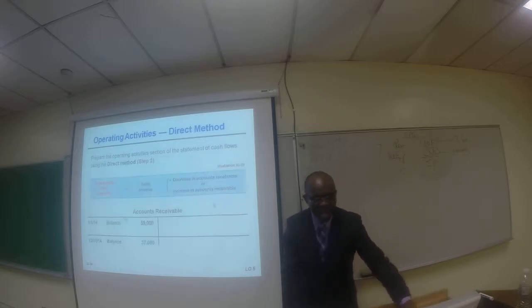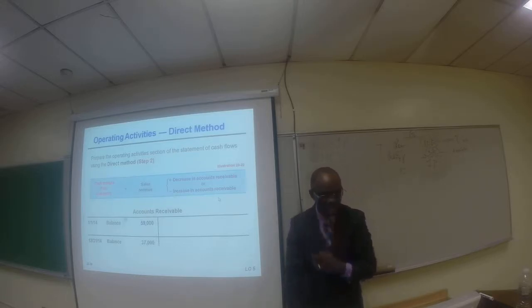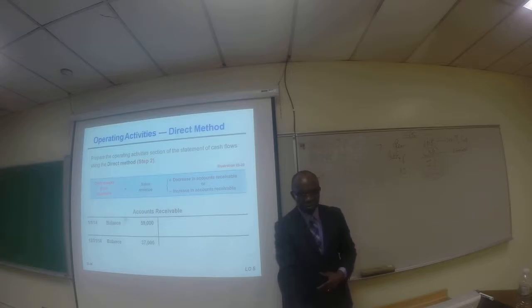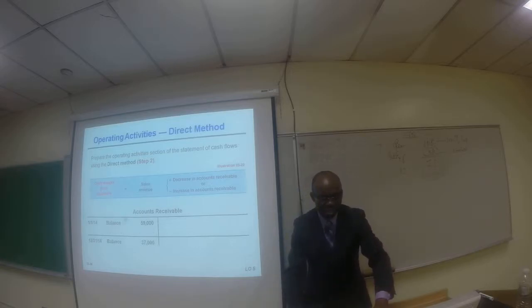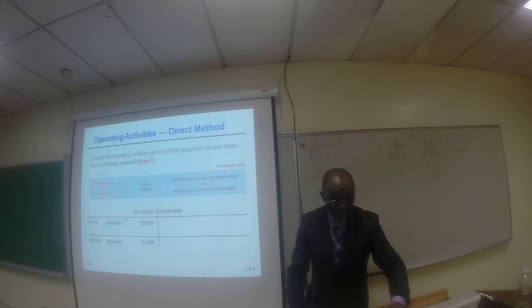So let's take a look at how the direct method works. The direct method starts with the beginning of the income statement. The indirect method starts with the bottom, net income. So, look at the first thing we need to do here. We are going to prepare the operating section of the statement using the direct method.